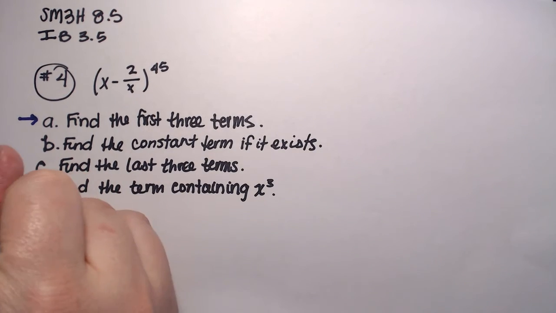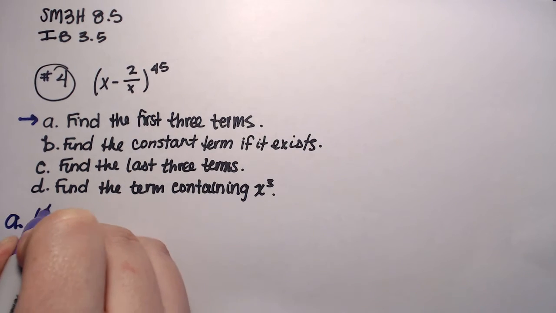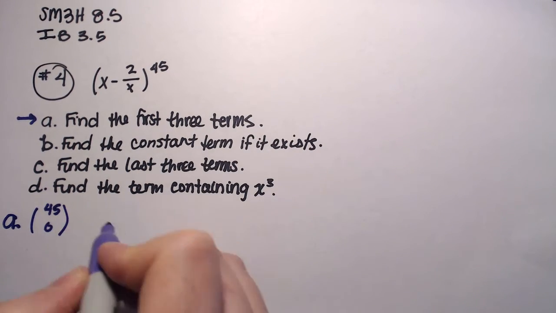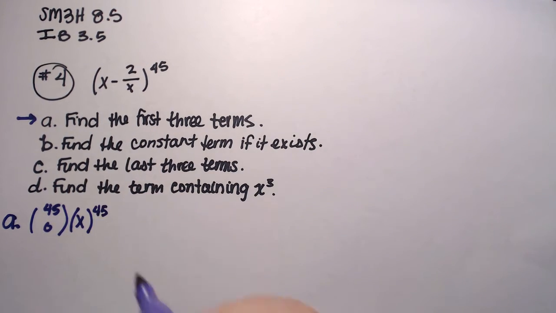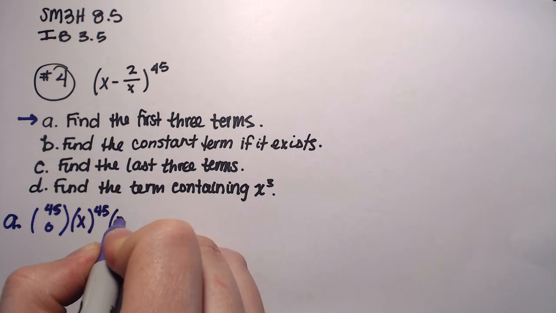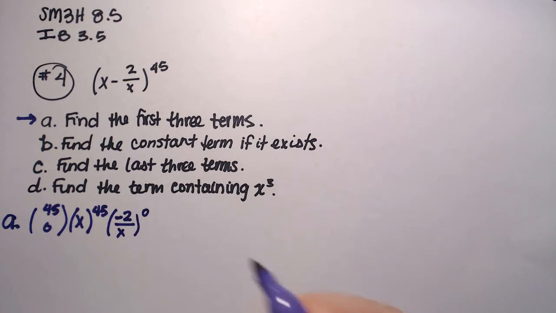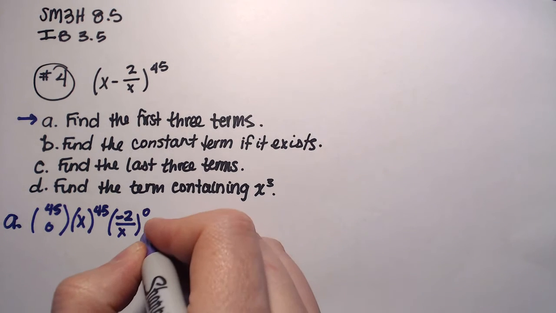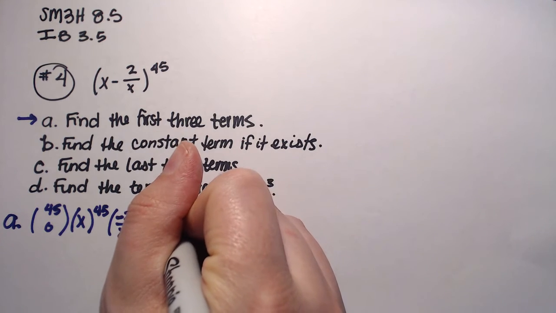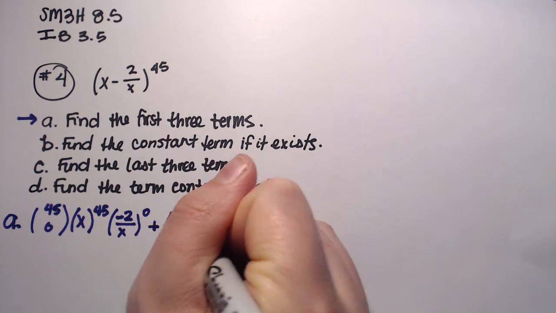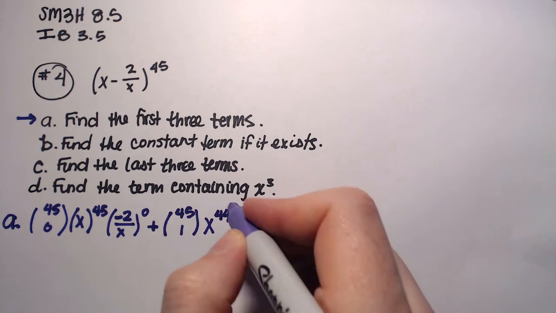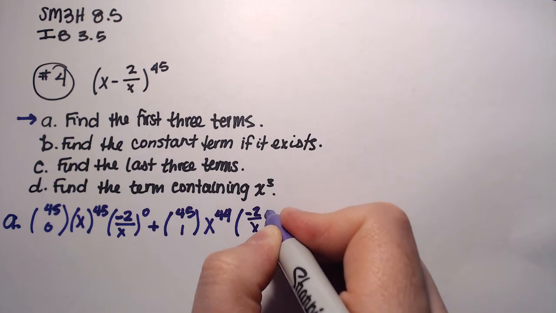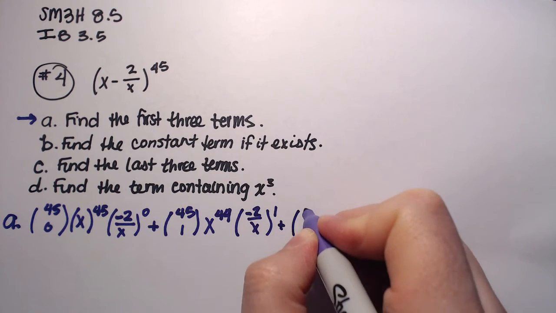where I'm going to have 45, 0, and then my first term to the 45th, and my second term to the 0. That's going to be my first term. Then we're going to do that with the second term. The exponent gets decreased, and this exponent gets increased. And my third term.